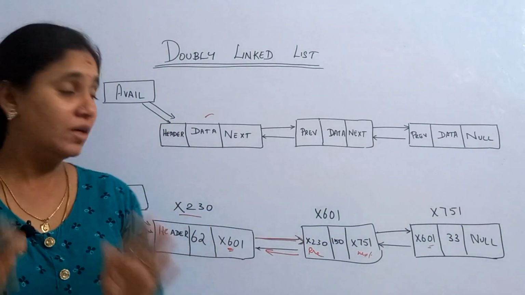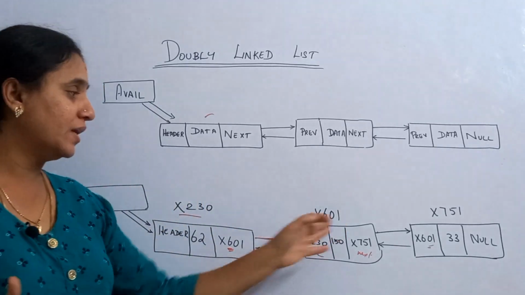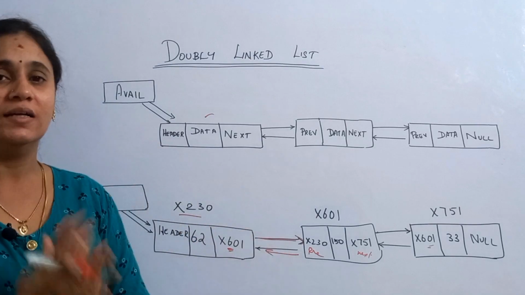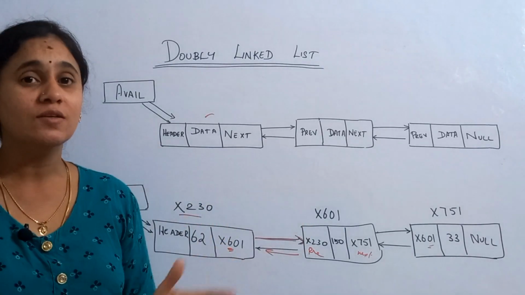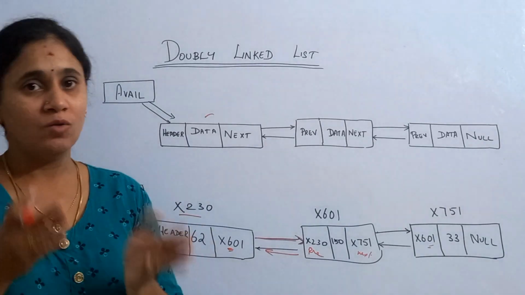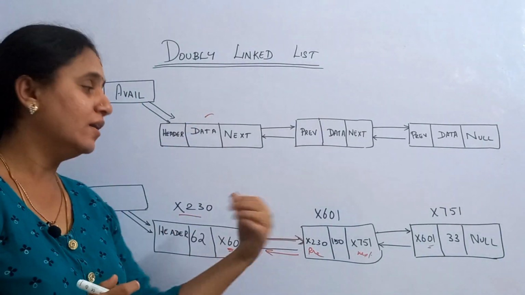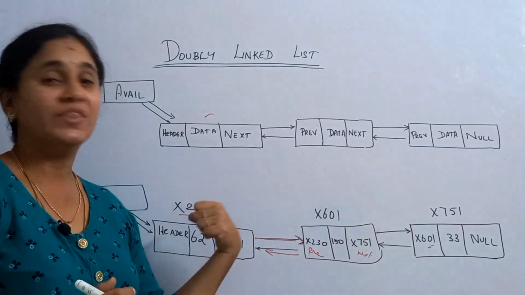What is the advantage of using this doubly linked list? We can traverse in either direction. It is very easy for implementation and for searching any node. Okay friends, now we will see how to insert a node in the middle, last or front.